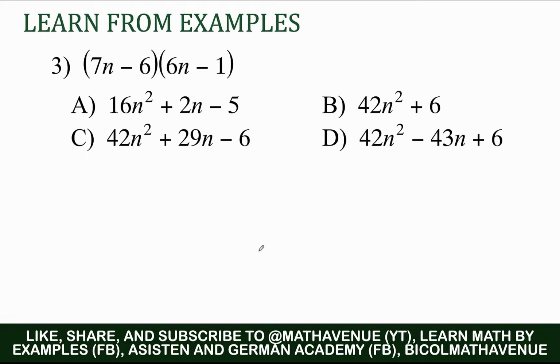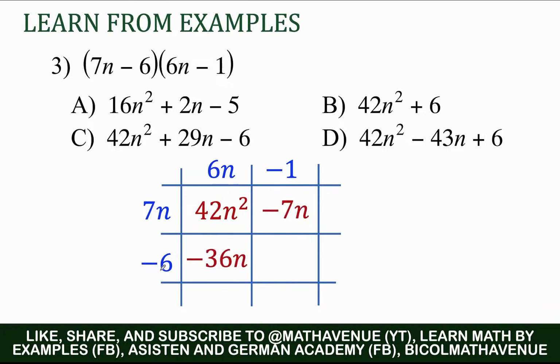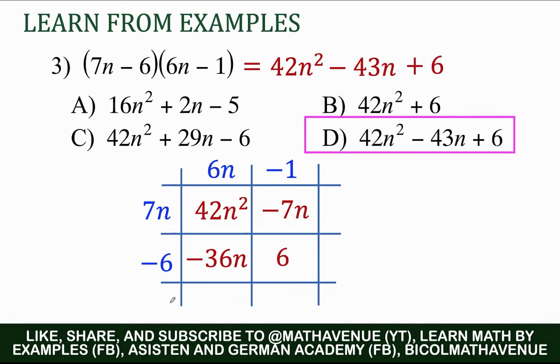Next problem. The quantity 7n minus 6 times the quantity 6n minus 1. So again, perform the multiplication using this table. 7n times 6n is 42n squared. 7n times negative 1 is negative 7n. Negative 6 times 6n is negative 36n. And negative 6 times another negative 1 is positive 6. Final answer, copy 42n squared. Then combine these like terms to negative 43n and copy 6. And we now have our answer, which is letter D.